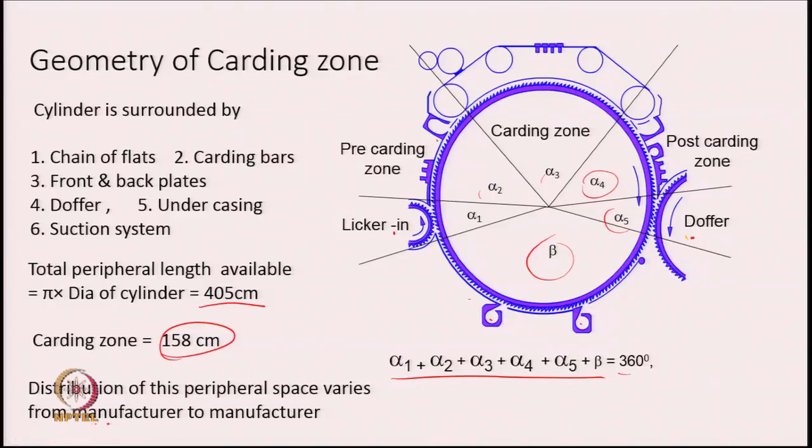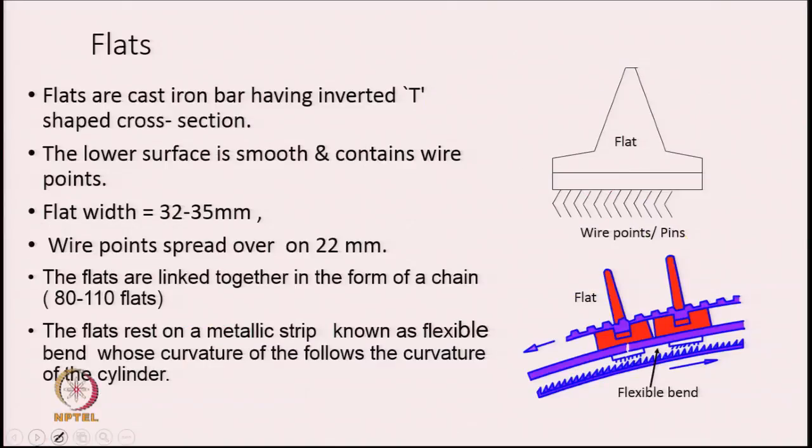From here we go to the next slide and let us look at the flats. The flats are basically cast iron bars as shown here, and they have an inverted T shape cross section. The lower surface is smooth and contains wire points. So, these are the wire points that we see here.